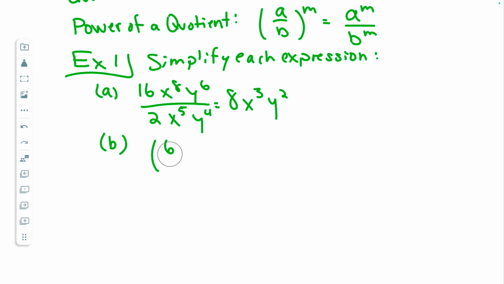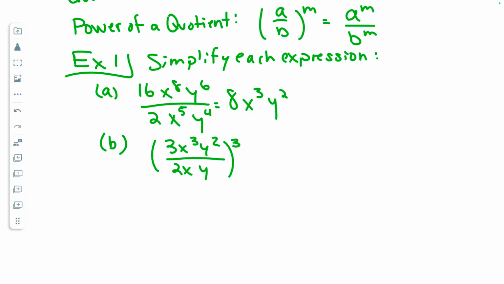In parentheses, 3x to the 3rd y squared over 2x y raised to the 3rd. So when you see problems like this, there are a couple different ways that we can go about solving them. We can either work with the stuff on the inside first, or we can deal with the exponent on the outside.